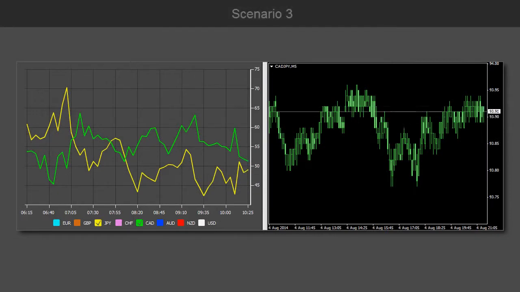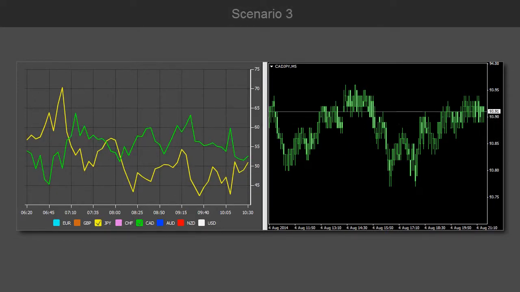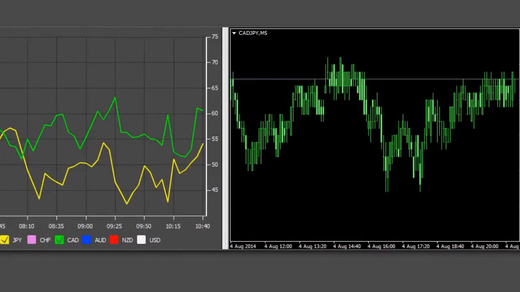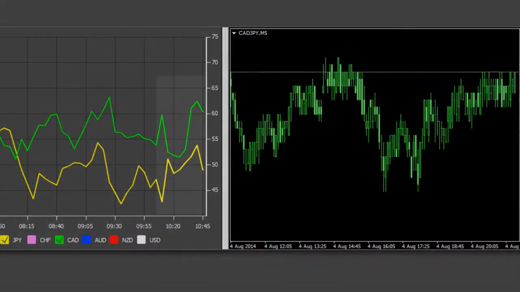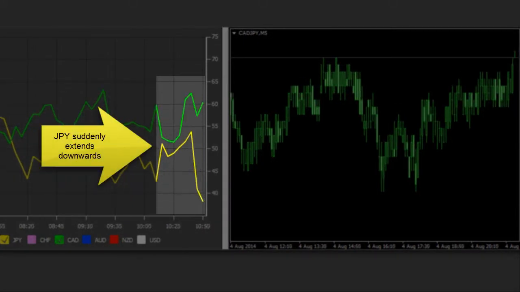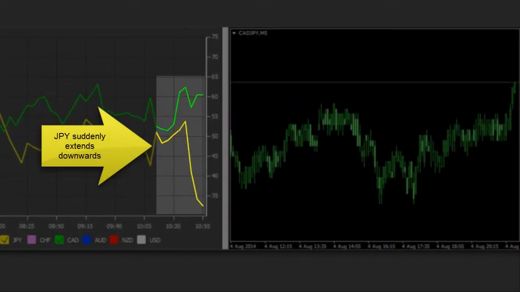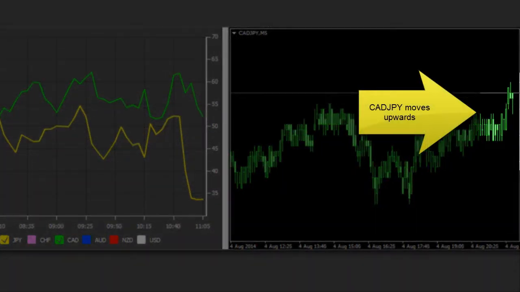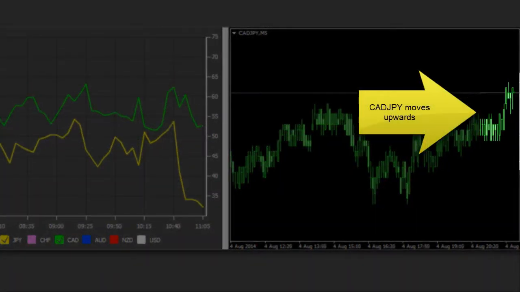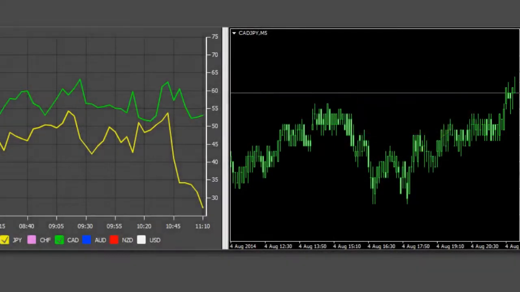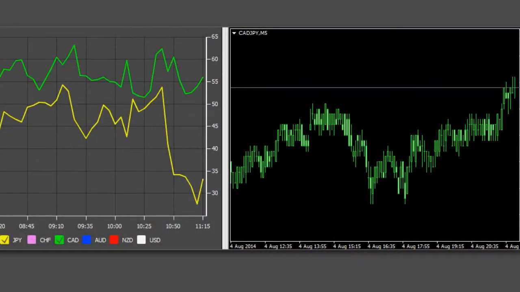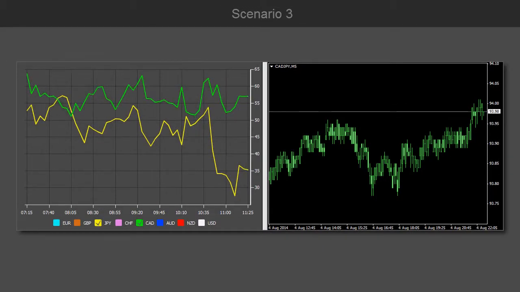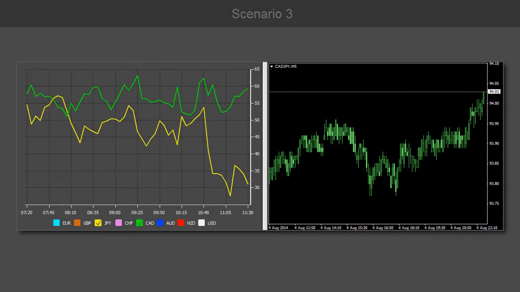Again, we are watching the Canadian dollar-Japanese yen pair. We see the Canadian dollar line in green and Japanese yen in yellow. In this example, the Canadian dollar line hangs around the middle of the histogram, while the yellow Japanese yen line extends downwards. Since Japanese yen is the cross currency in this pair, the pair is moving upwards in the MetaTrader terminal even though the Canadian line is not extending upwards. Momentum of only one currency is enough to trigger a significant market move. This is a valid scenario for trading.